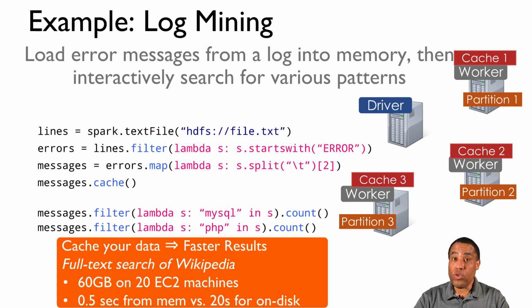To do a full text search of Wikipedia, 60 gigabytes on 20 machines, we can do that in half a second when we're operating out of memory, versus 20 seconds on those same 20 machines if we were operating off of disk. So a huge reduction in the amount of time it takes to do queries. Especially here, where we want to do repeated interactive queries, we pay that initial startup cost the first time we have to read things in and do the filters and maps. But after that, we're operating on our processed data at memory speeds.